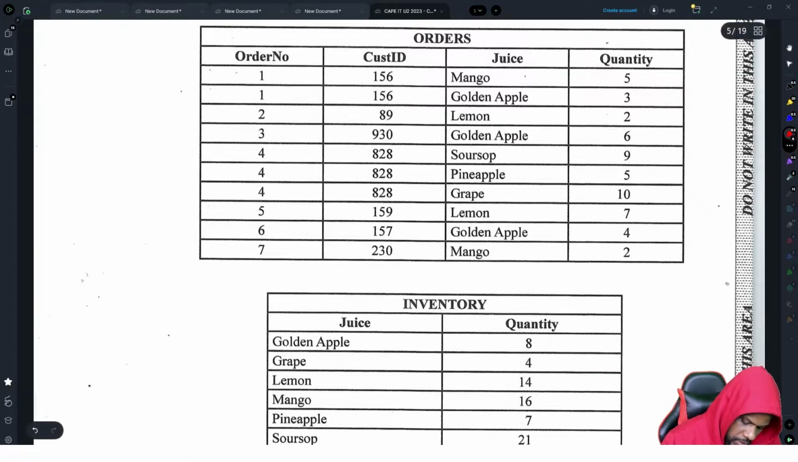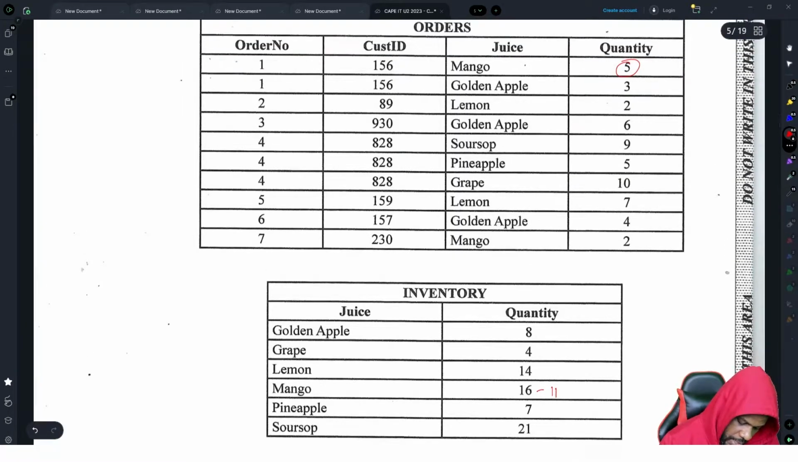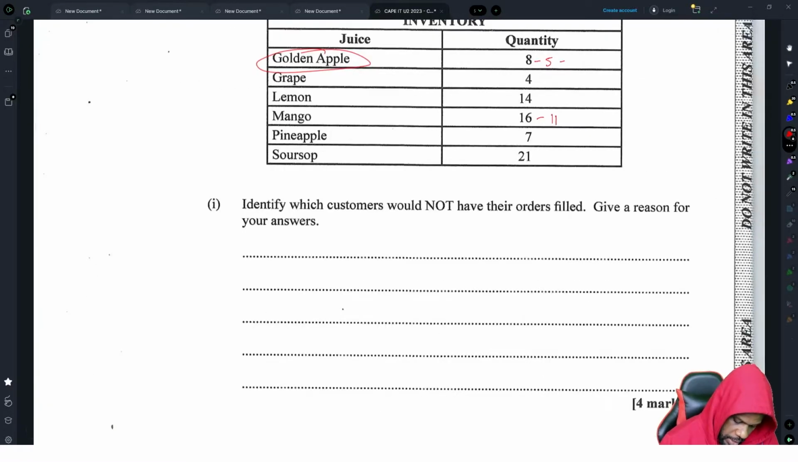Right, so mango will start off with a quantity of 5 and will go down from 16 to 11. Then we have mango again, then you have mango for 2. So mango is safe. Mango has enough to handle the amount of orders. Golden apple starts off with 3. So 8 minus 3 will give you a 5. So that's this one here. Then you have our next golden apple with 6. We have a problem. Golden apple will run out by the time you reach order number 3. So golden apple is 1.